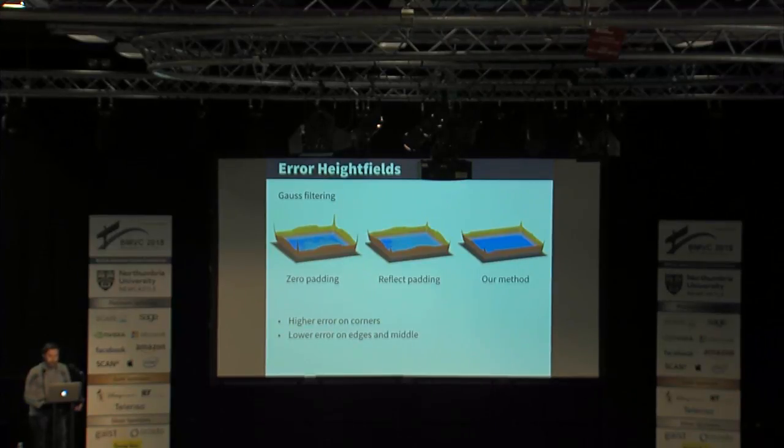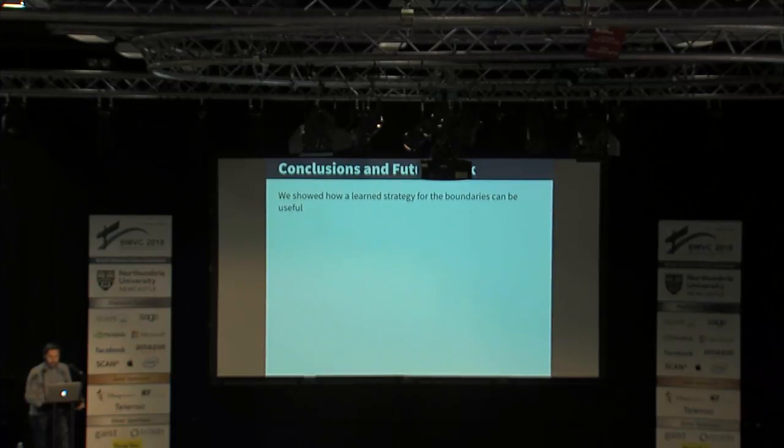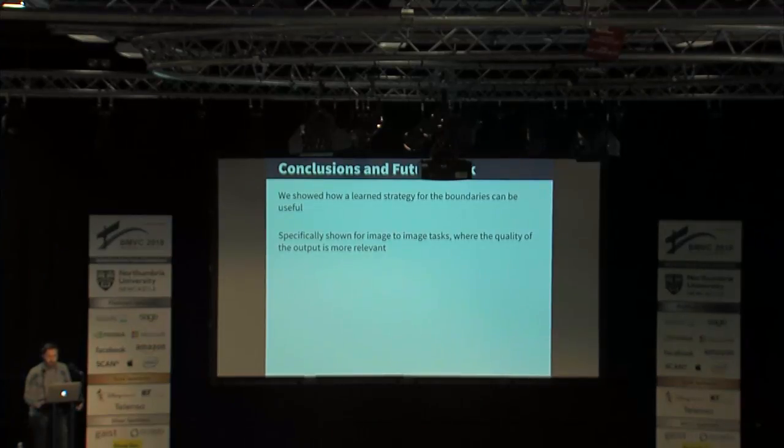Finally, we show the error maps for the Gauss filtering example, and once again, we can see an overall improvement both at the boundaries and in the inner part of the image. In this work, we try to show how a learned strategy for the boundaries can actually be useful. We demonstrated its effectiveness on image-to-image tasks where the quality of the output is more relevant.